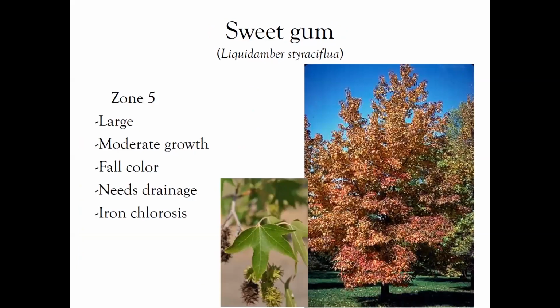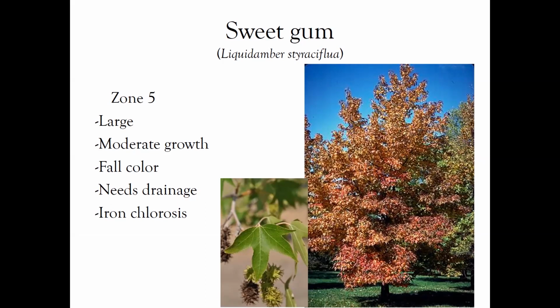Sweet gum, Liquidambar styraciflua. This plant is more common in the eastern United States and is adapted to soils of lower pH. It can do okay here in Utah as a large tree, a pretty fast grower with really brilliant red fall color, just lovely fall color. But because it's native to areas where soil pHs are much lower, it needs good drainage.